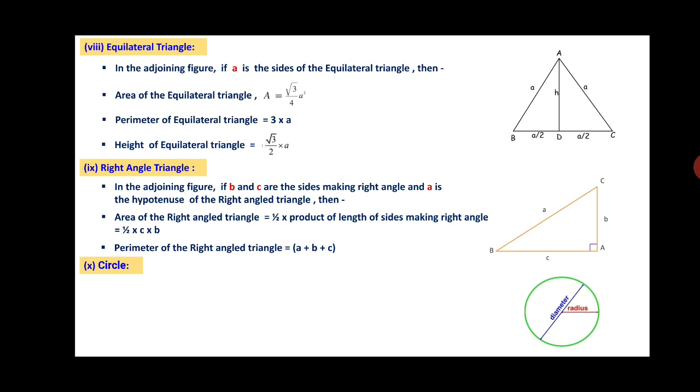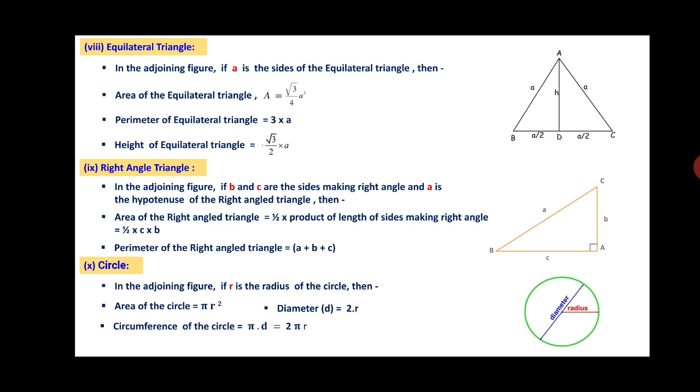Circle, you can see in the adjoining figure, R is the radius of the circle, then area of the circle is equal to pi r square. Second, diameter d is equal to twice the radius. Circumference of the circle is equal to pi d, or you can write 2 pi r.